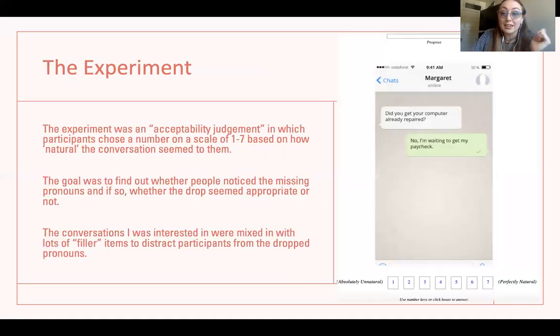If you didn't take the experiment, this is what it looked like. There was a screenshot of a conversation happening, a fictitious conversation, and within that conversation somewhere, there was a subject pronoun drop, which participants may have noticed, maybe not. Either way, maybe they had a certain feeling or intuition about the conversation, whether something seemed strange about it, and then they were asked to choose 1 to 7 on the scale here to rate that conversation overall.